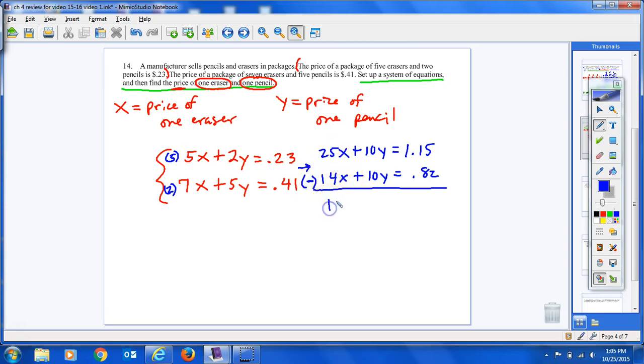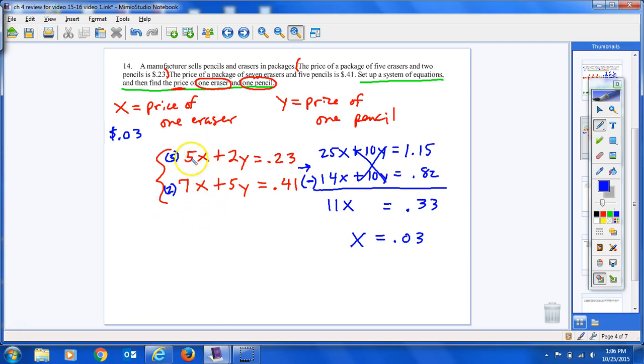25 minus 14 is 11x. These cancel each other. And 1.15 minus 0.82 is 0.33. And if you divide 0.33 by 11 in order to solve for x, you get 0.03. Or in our case, since we're talking about a price, that would be 3 cents. So the price of one eraser, or X variable, is 3 cents.